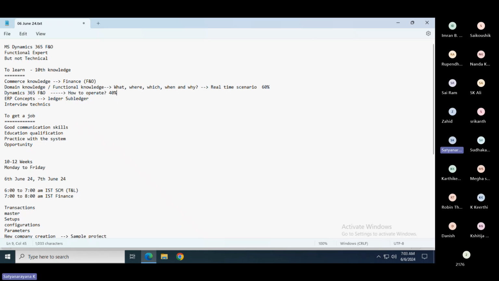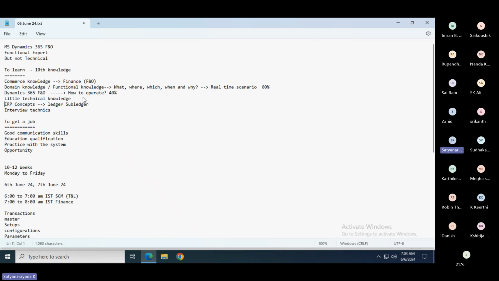This little bit of technical knowledge means small things like what is a radio button, what is a tab, what is a drop-down, what is text. Those kinds of things you need to understand. Then ERP concepts like ledger, subledger, and enterprise-level data. There are some topics you need to understand. And along with all this, you need some commerce knowledge. Some commerce knowledge is also required.